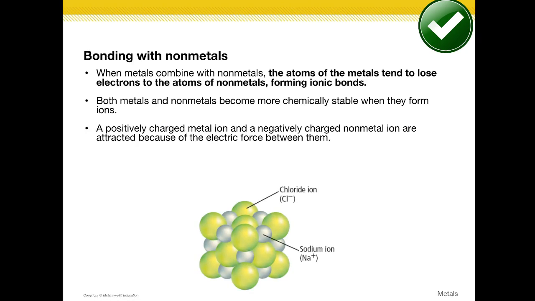When metals bond with nonmetals, they get rid of electrons or gain electrons. Normally the metal will get rid of the electron and the nonmetal will gain the electron, and they are held together by the difference in their new charges. The positive and the negative charge are attracting one another. This is called an ionic bond.